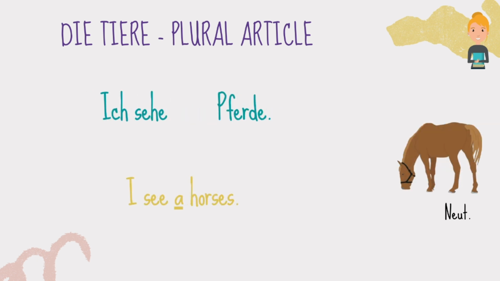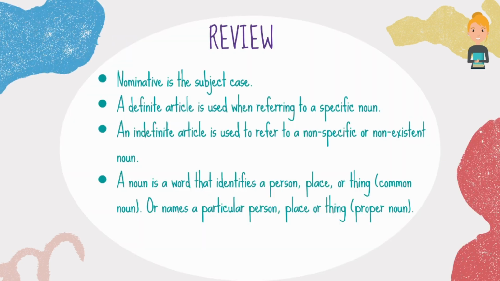For our final one, what article would be used for the noun Pferde? Pause the lesson to take a moment to consider. Trick question. As you remember, there is no plural in indefinite articles. Were you tricked this time? In this lesson, we defined the nominative case as well as nouns. We introduced the nominative articles and learned some new animal vocabulary.